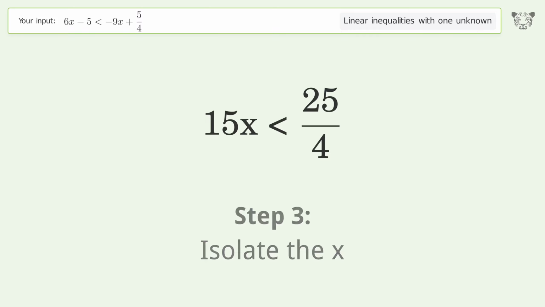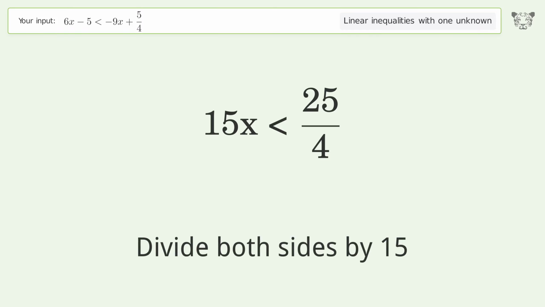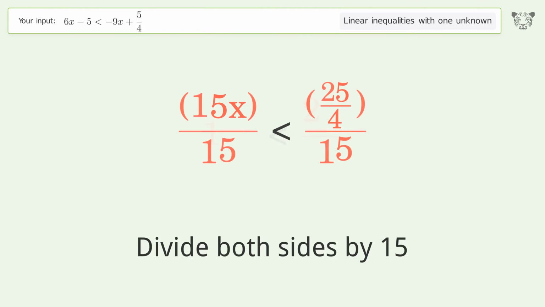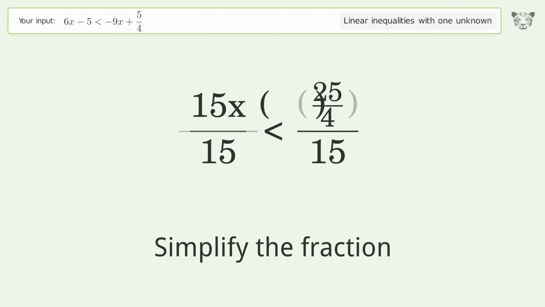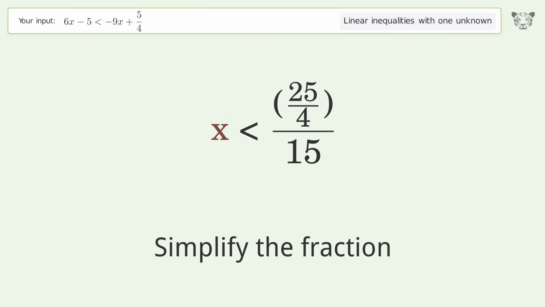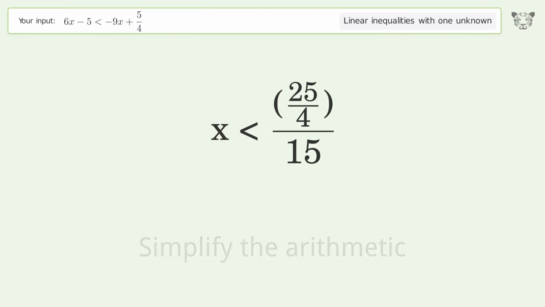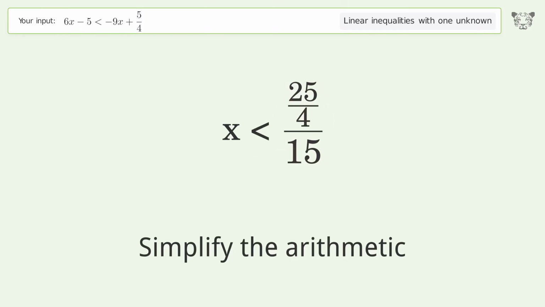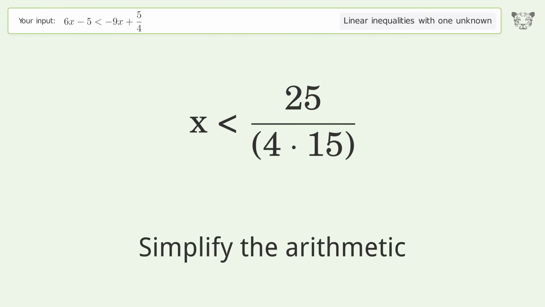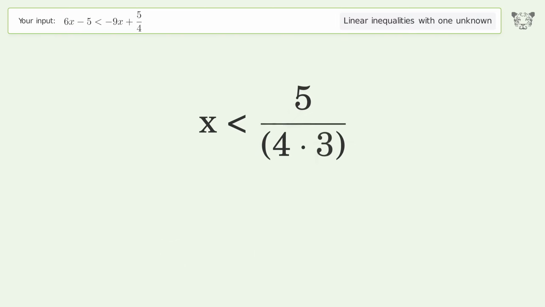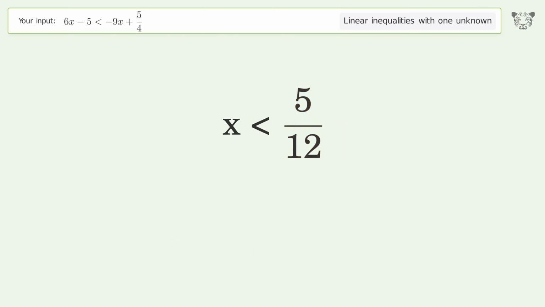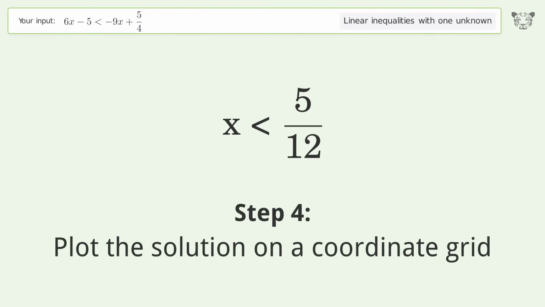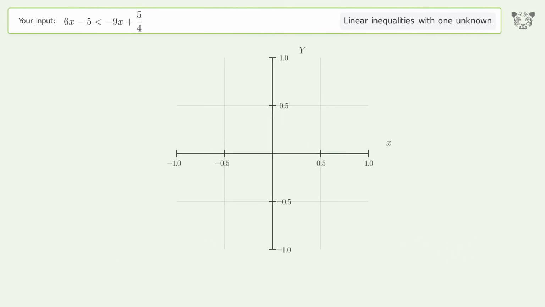Isolate the x. Divide both sides by 15. Simplify the fraction. Simplify the arithmetic. Plot the solution on a coordinate grid. And so the final result is x smaller than 5/12.